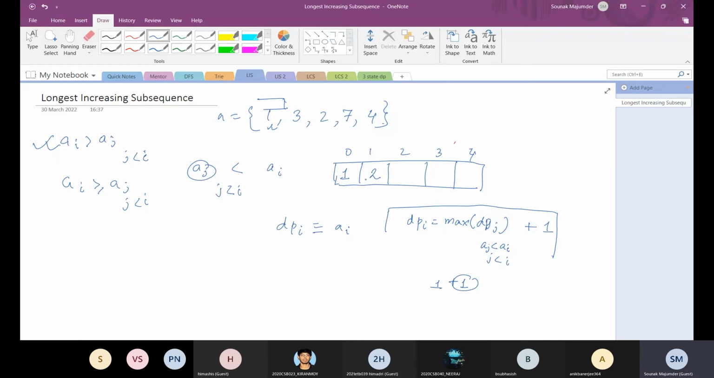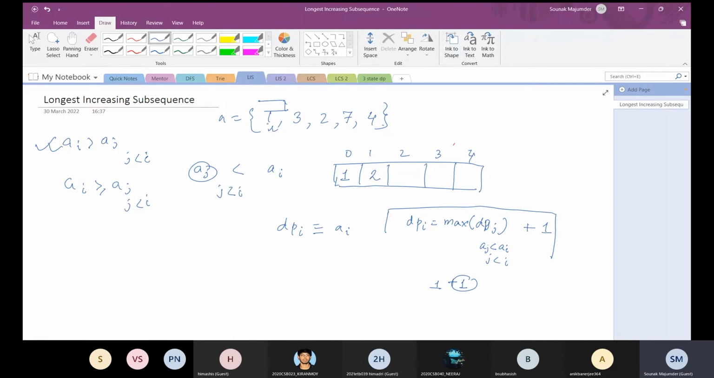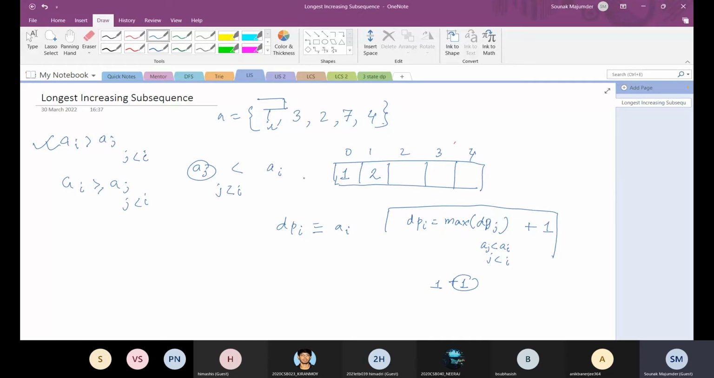So dp of this becomes 2. You can see that 2 means the longest increasing subsequence ending at this position has length 2. You can see it is 1 and 3, so it is 2. So the transition states are clearly given. Let's make the code over here.